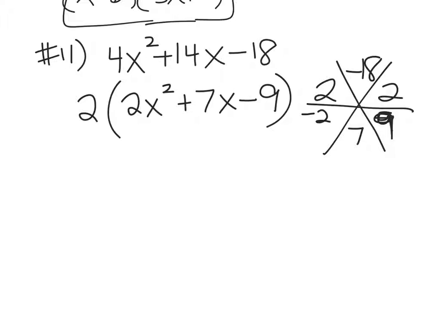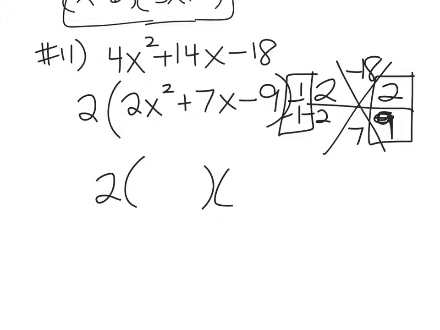-2 plus 9 is 7. Not -7. All right, and then this reduces to 1 over -1, and 2 over 9 doesn't reduce. And so here's my answer. Do not forget that 2 that you factored out before. It needs to be included in your answer. And I get 2 times x minus 1 times 2x plus 9.